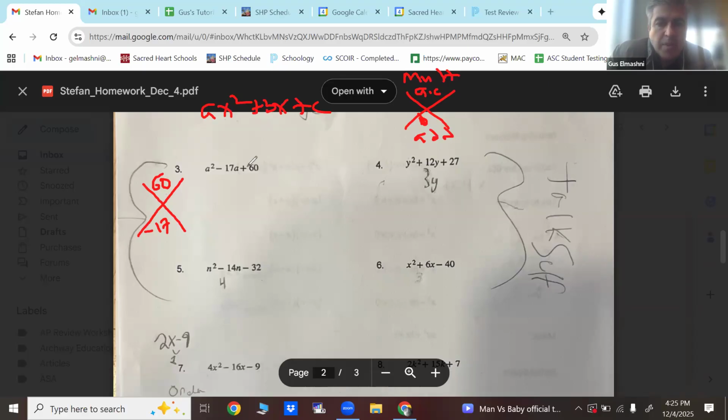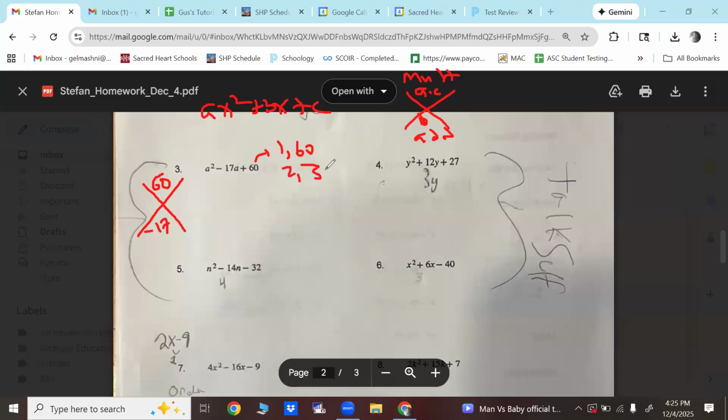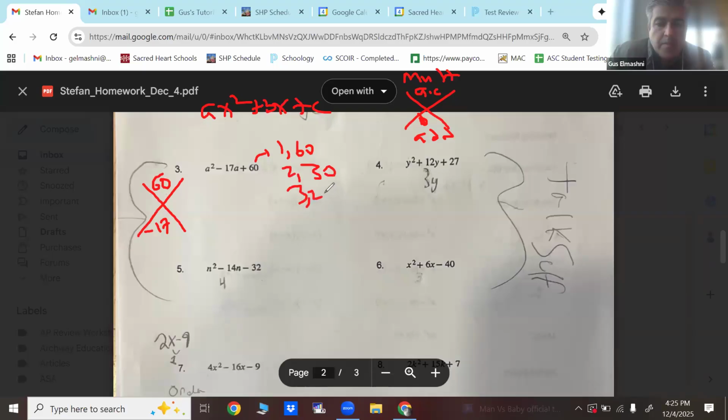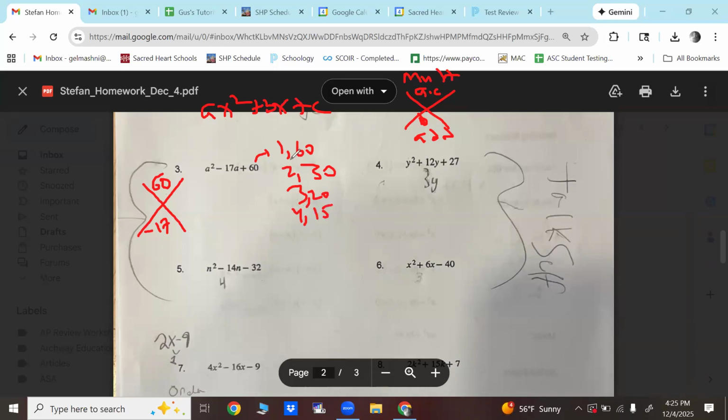So there's only so many possibilities. 1 and 60. What do you think? You got something? That it adds up to 60. Hold on. No, multiply to 60. You always do 1 and itself because that's always going to be a guarantee that will be a possibility. But of course, that's a sum of 61, not 17. 2 and 30 multiplies to 60. Go ahead, tell me. 9 and 7. Well, 9 times 7 is 63. No, that's one more. That's one less.